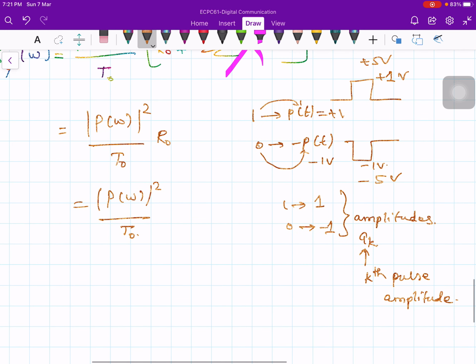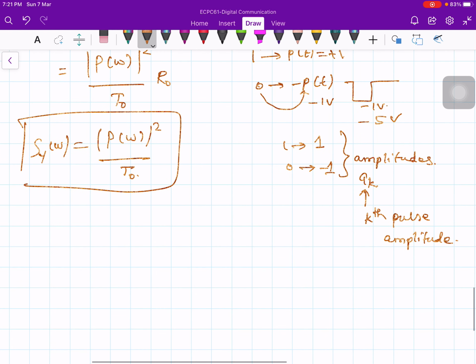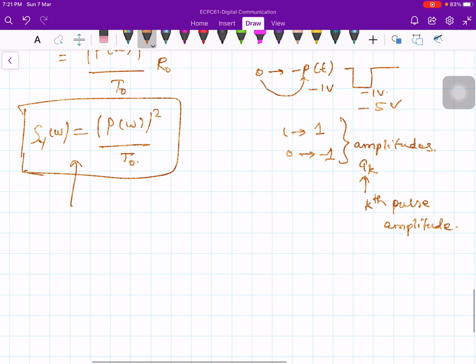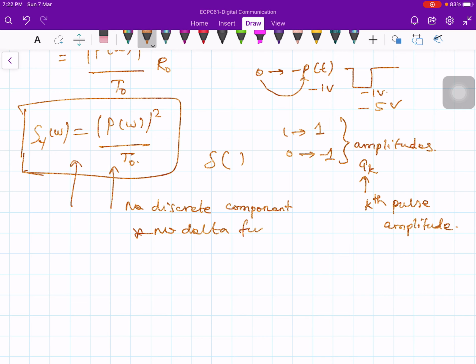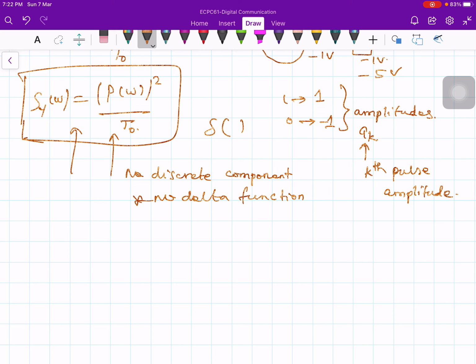Now your Sy of omega is mod P of omega squared by T0. Now what is P of omega? As I said, P of omega is the Fourier transform of p of t. Now look at the important thing in this expression. What do you observe from this expression? It has no discrete component. There is no impulse component, no delta function. Unlike the previous case of on-off signaling, where there was a delta function and so a discrete component, here we don't have any discrete component. It is only a continuous spectrum corresponding to the sinc square function.